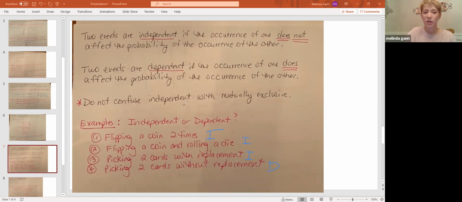Now, I don't want you to confuse independent and mutually exclusive. All right, I want you to think about this and then think about my answer. Are mutually exclusive events independent or dependent?